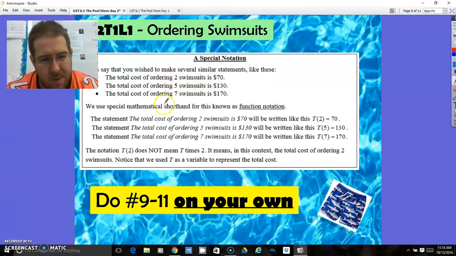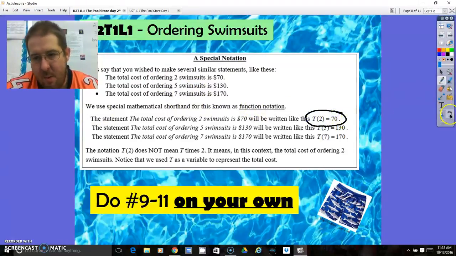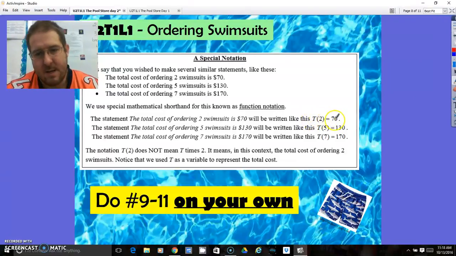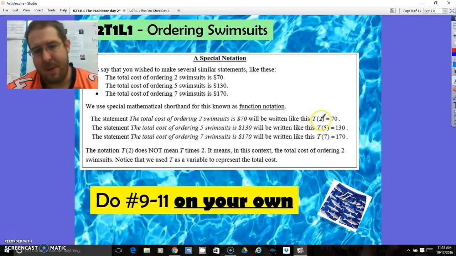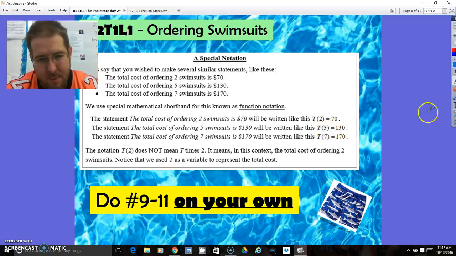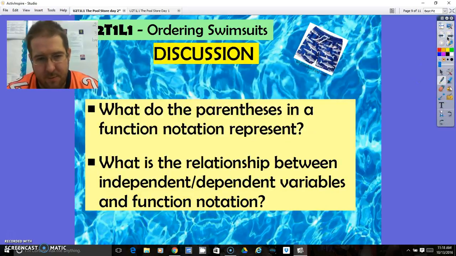Okay, so we use special mathematics shorthand known as function notation. This is function notation. And what this is basically saying is if you buy 2 swimsuits, it'll cost $70. T of 2 equals 70. T is the variable that we were given. 2 is the independent, and 70 is the dependent. It's always going to be independent in the parentheses, dependent on the outside of the parentheses. The total cost of buying 5 swimsuits is $130. All right, so now we've cleared that up.